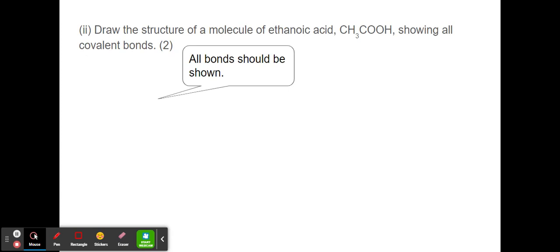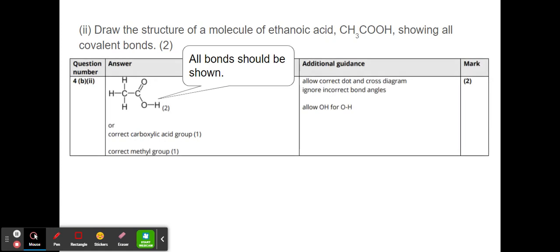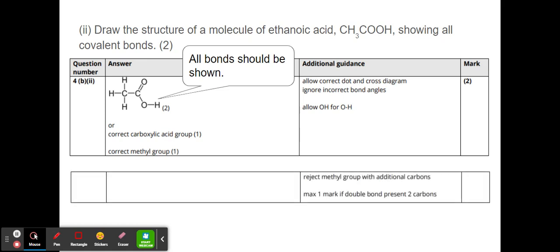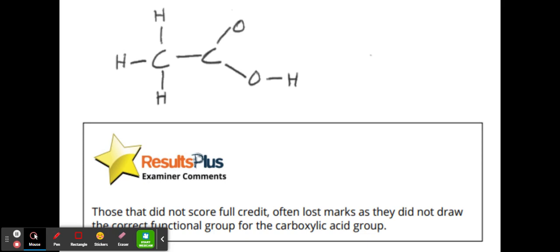Draw the structure of a molecule of ethanoic acid showing all covalent bonds. So every single bond should be drawn out. And there were 2 marks. 1 mark for showing the correct functional group, the carboxylic acid group, COOH, and the second mark for showing the methyl group, CH3. This student lost marks because they didn't draw the correct functional group for the carboxylic acid group. They missed out the carbon-oxygen double bond here.